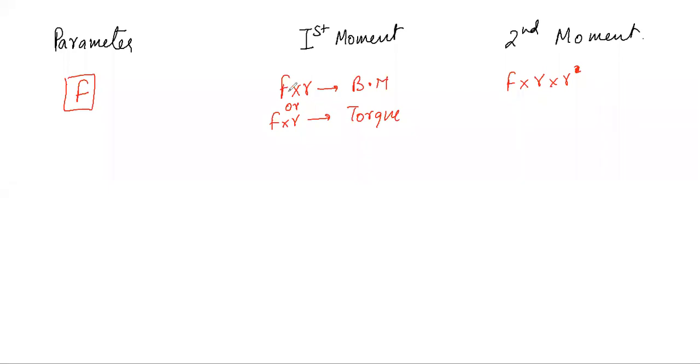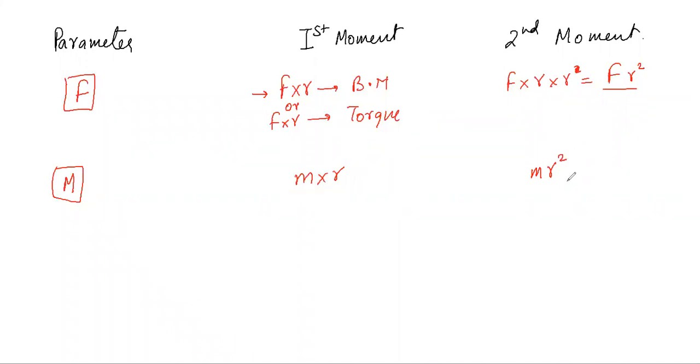So when you multiply force into radius, it gives you either bending moment or torque. Further multiplying by radius gives you a second moment. So it should be written as F cross R, right? Similarly, when the parameter is in terms of mass, we can write M into R, and its second moment should be written as M R square, right?